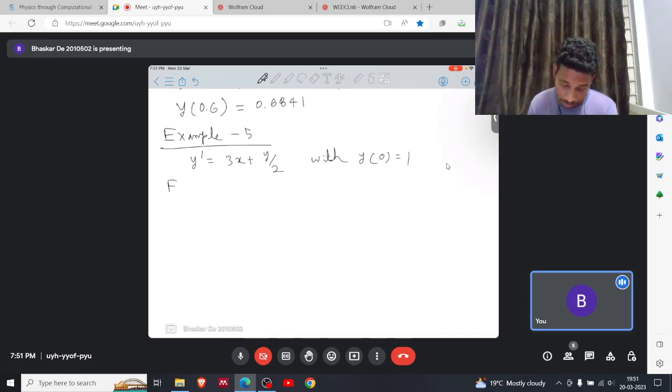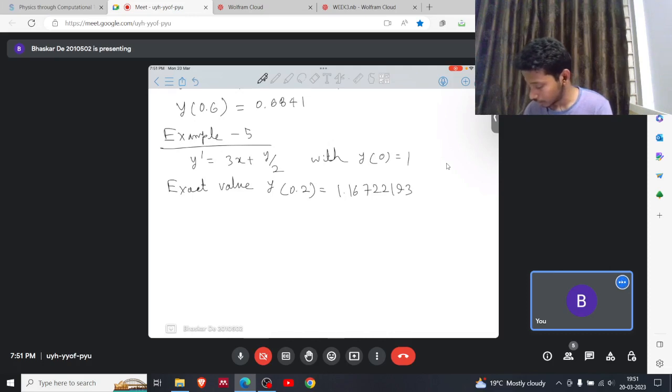So the exact value of y at point 2 is 1.167222193.